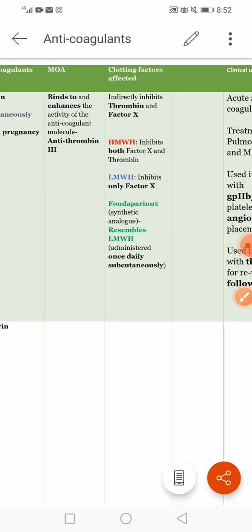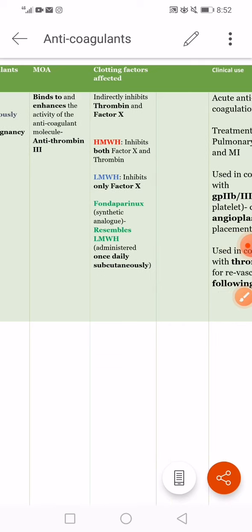The thing to understand is that antithrombin 3 is a natural anticoagulant found in the human body. When it is bound to by heparin, its anticoagulant effect is dramatically enhanced, and this is the mechanism of action of heparin, the fact that it potentiates the effect of an anticoagulant molecule already present in the body.